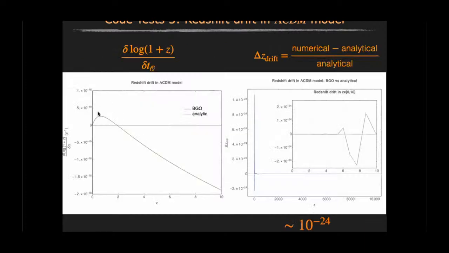On the left, I'm plotting the redshift drift as a function of the redshift, and this is the typical shape of the redshift drift in the lambda CDM model. On the right, I'm plotting the variation between the numerical and the analytical calculation, and as you can see, BeagleLight did it correctly again, up to 10^-24.